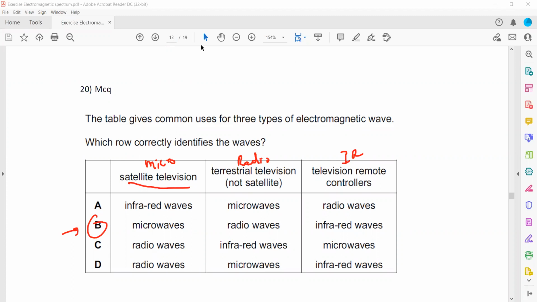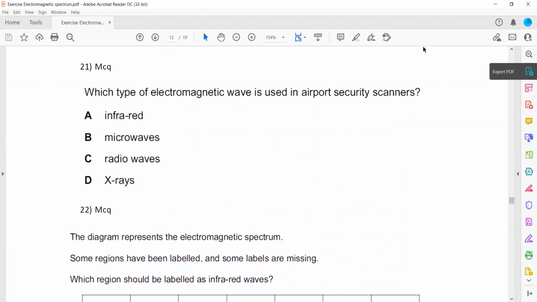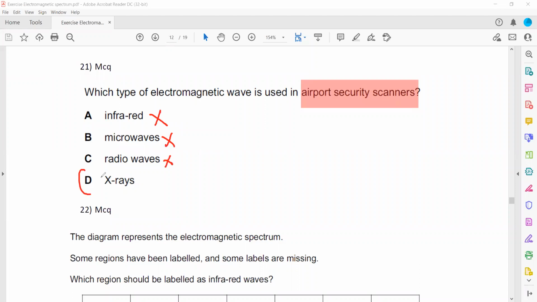As we already discussed the uses of these electromagnetic radiations, which type of electromagnetic radiation is used in airport security? Like how they scan or check your luggage. They're not passing infrared, not micro, not radio. Actually, it is X-ray, able to detect metallic objects. X-ray cannot pass through metals or bones.